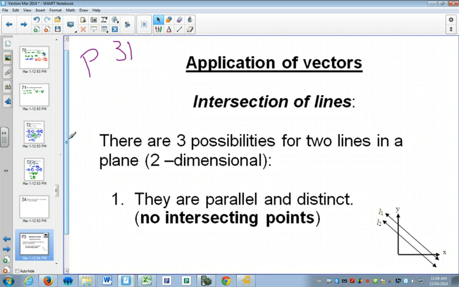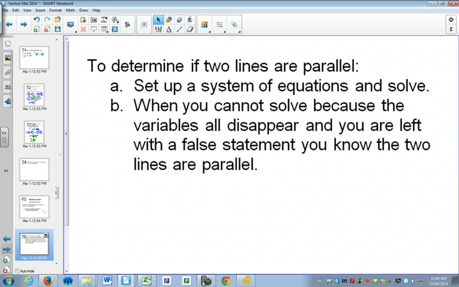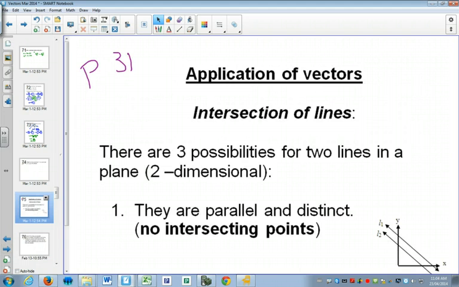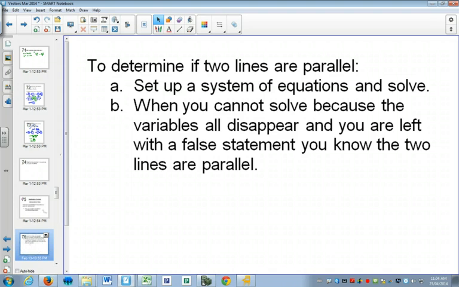So here we are, intersections of lines, some applications of vectors. You've done this already in grade 10 in 2 dimensions. Now we're going to also add 3 dimensions. How can you tell if 2 lines are parallel? Well, what we did in the past is we looked, if the slopes were the same, they're parallel. But now we're going to use the vector, it's right up there, page 31. The vector equations of the lines to figure it out.